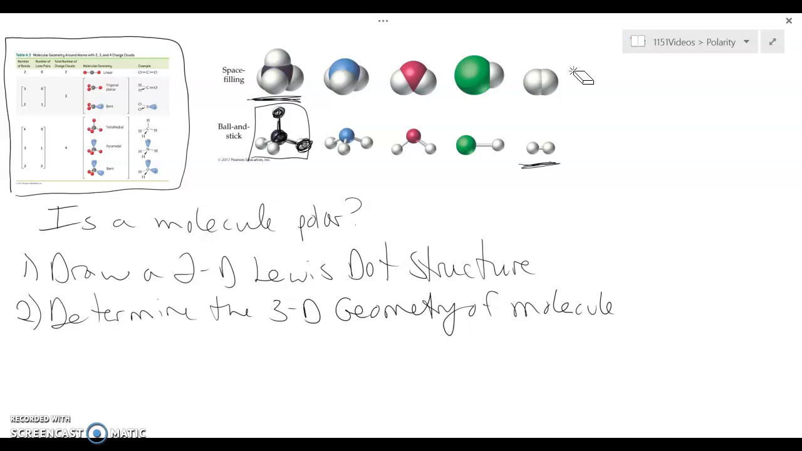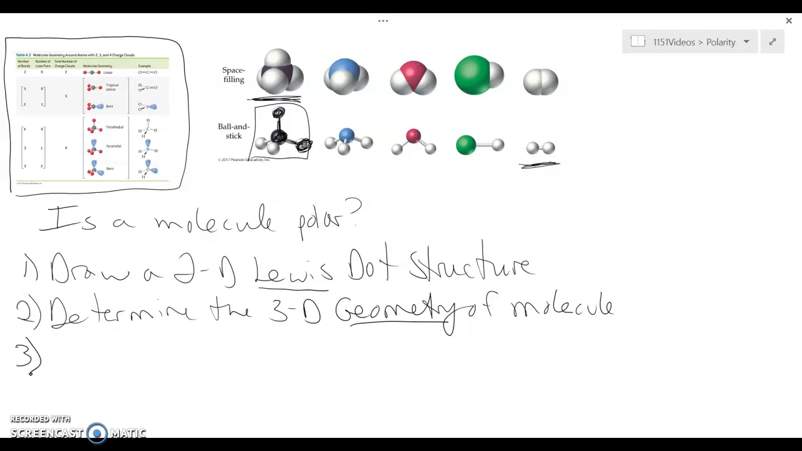Okay, so once you have a Lewis dot structure, you need to determine the geometry of the molecule, and that's just based on the amount of lone pairs on the central atom and the VSEPR theory model that we've already discussed in class. Okay, from there, I'm going to make a note.